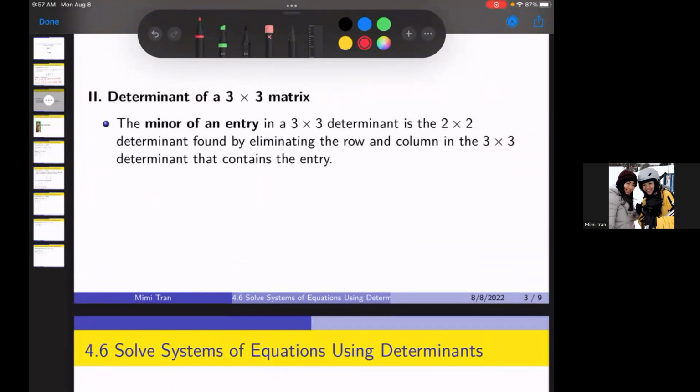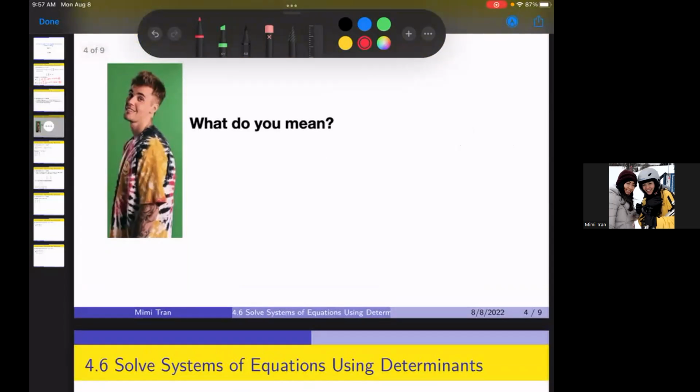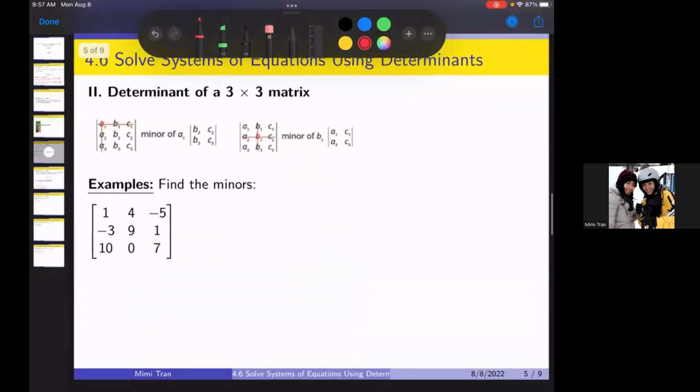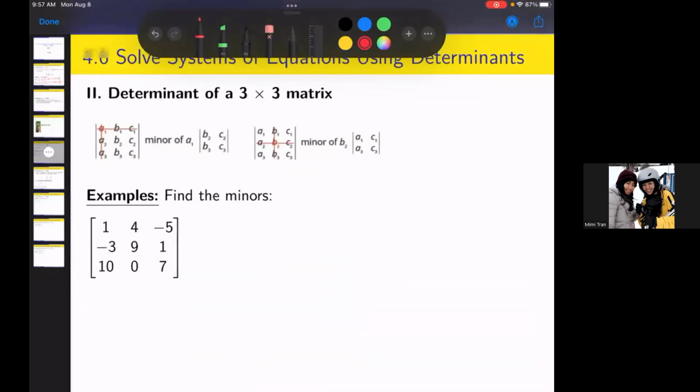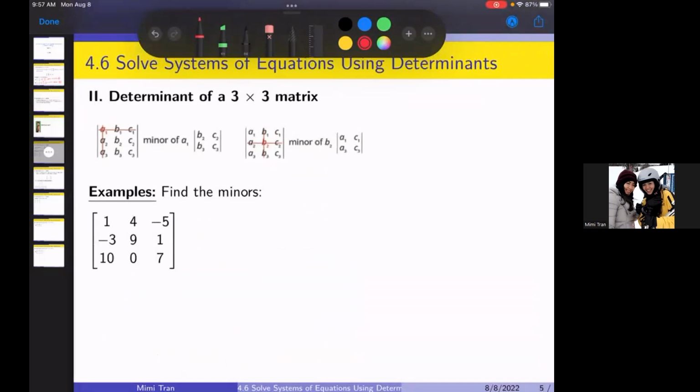The minor of an entry in a 3 by 3 determinant is a 2 by 2 determinant found by eliminating the row and the column in the 3 by 3 determinant that contain the entry. I hate it when professors give me that. I'm like, what does that mean, right? Well, let me explain what that means. What is a minor? A minor is an entry that you pick. It could be any of those, A1, B1, C, any of those. As long as you pick one, it's called a minor.